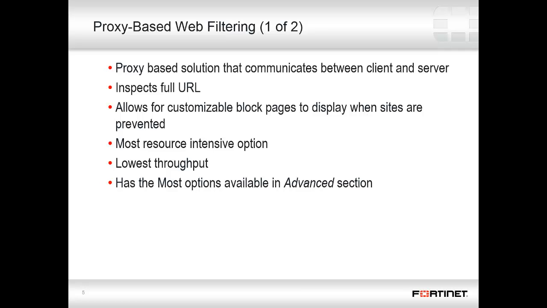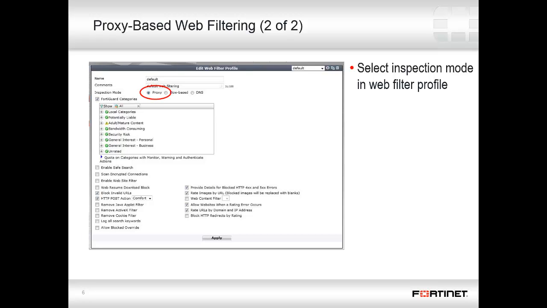While this provides extra security, it obviously also comes at a cost. This is the most CPU and memory intensive option out of the three. This is because the FortiGate unit needs to intercept and proxy the transmissions. It is also the slowest when you compare it to the other two options. Proxy-based is the default setting in a web profile. While this method is the most resource intensive, it is also the most accurate.